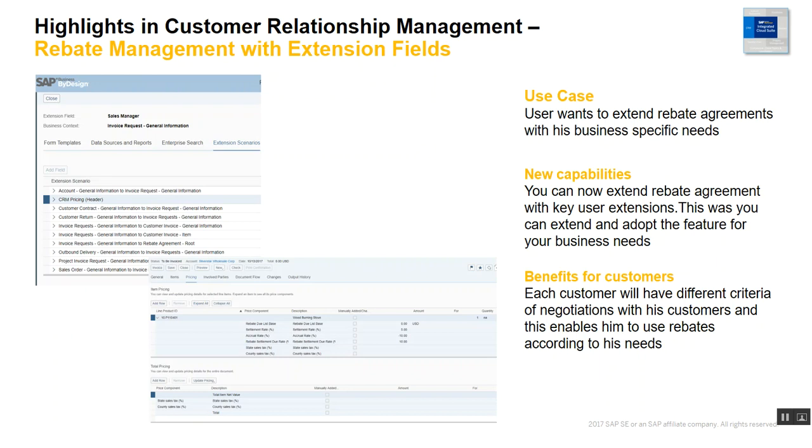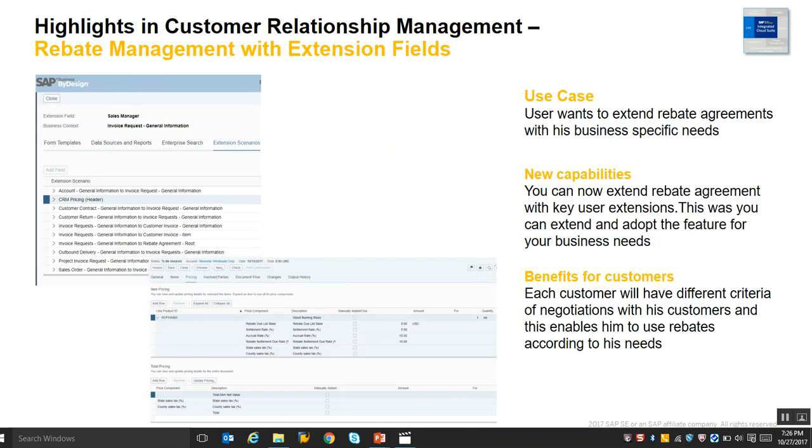With 1711, we have enabled the customer to now create his own extension fields and make them a part of the rebate agreement. In this way, we hope to address most of the business use cases that the customer might have, because we're now allowing him a lot of flexibility on the rebate agreement. How to do this? Let's get into the system and see.